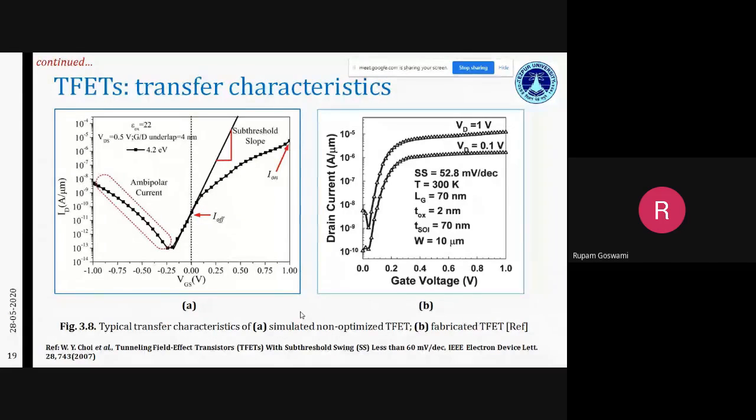But the advantages are the lower subthreshold swing and the lower leakage current, the I off, which you can see on the screen at 0 volts.